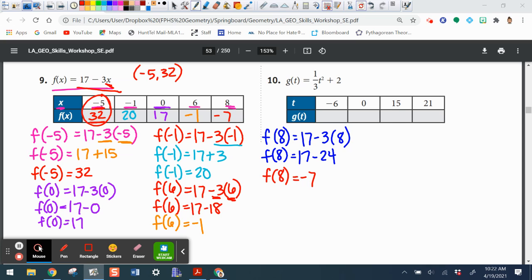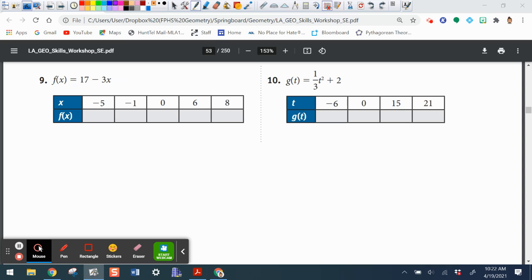Last and certainly not least, number 10, as I clear everything off the screen. So, same process. We have our input values here. We have our function. So let's get to work. We'll start with -6 as an input. So g of -6 is equal to 1/3 times (-6) squared plus 2. Bring down g of -6. Now, order of operations tells us to do parentheses first, but the parentheses here is just the number -6. There's nothing to be done inside of those parentheses. In fact, I was the one that drew those parentheses just because I was inputting a -6.